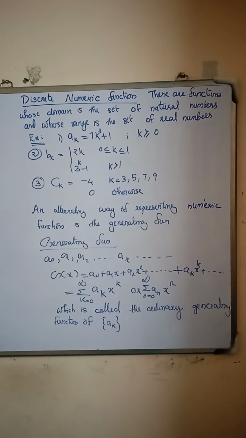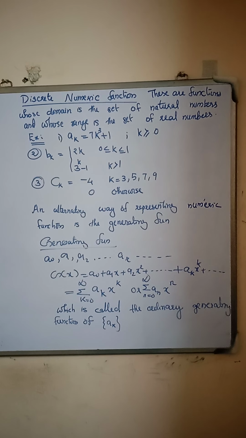Examples: a_k is equal to 7k cube plus 1 where k is greater than or equal to 0, and b_k is equal to 2k for 0 less than or equal to k less than or equal to 1, and when k is greater than 1 it is 3 raised to k minus 1, and c_k is minus 4 when k is equal to 3, 5, 7, 9 and 0 otherwise. Okay. Discrete numeric functions are similar to functions. The only difference is that the domain is the set of natural numbers and the range is the set of real numbers. An alternative way of representing numeric functions is the generating function.